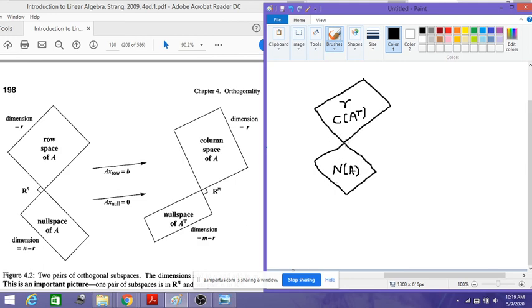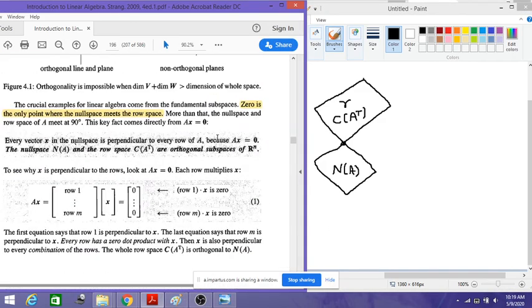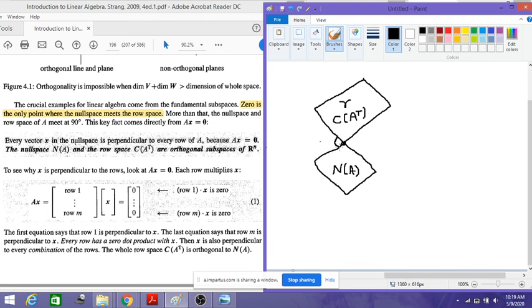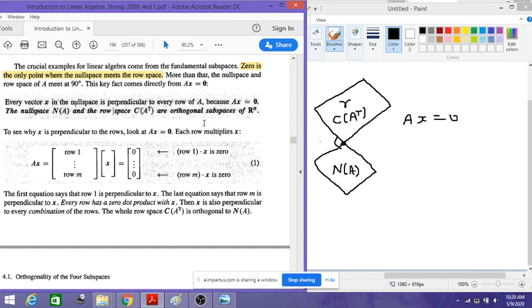Now if you see where these are meeting, it is at the point 0. So 0 is the only point where the null space and the row space meet. More than that, the null space and the row space form an angle of 90 degrees, and they are in the subspace of R power n. This happens because the null space is nothing but AX equal to 0. So every vector x in the null space is perpendicular to every row of A, because AX is equal to 0.